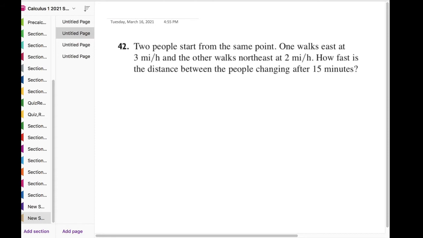Okay, this is similar to one we did last time with a little bit of a difference. We have 2 people that start at the same point. So that line is just this. One walks east at 3 miles an hour. Okay, what does that tell you? That's not east, that's west. So one walks east at 3 miles per hour. And let's call this person person A.